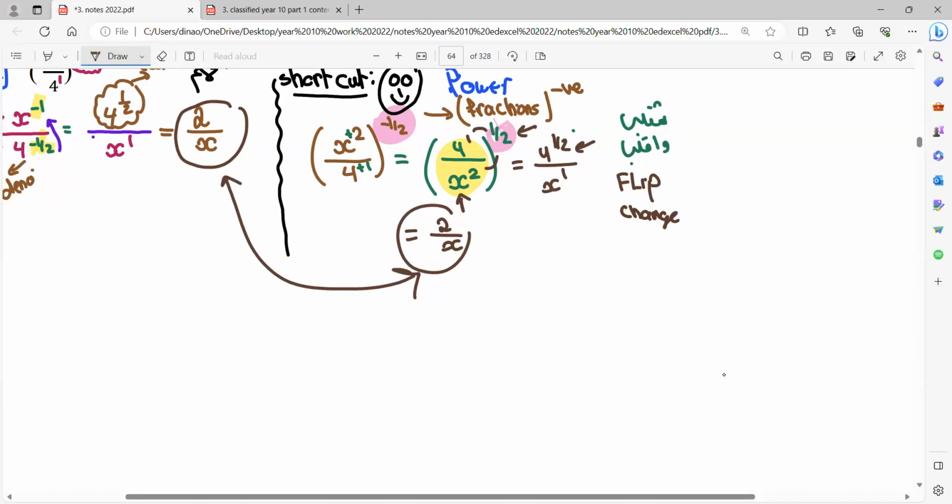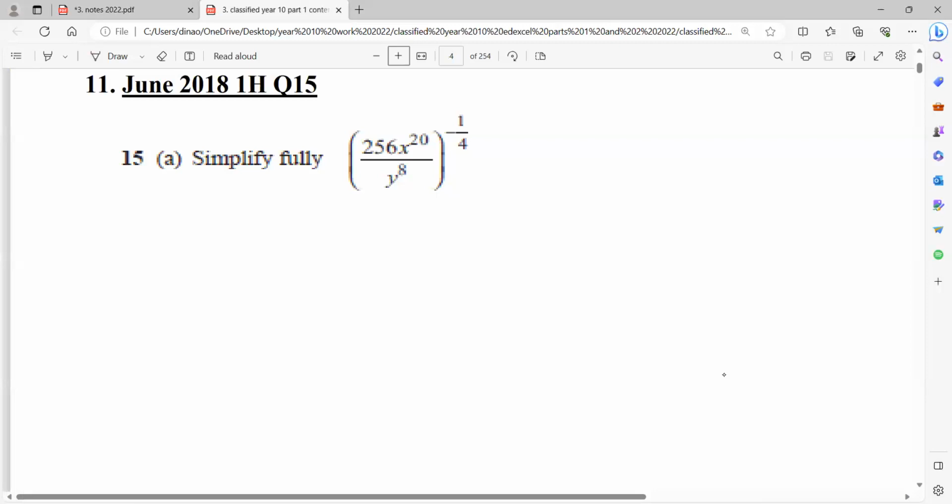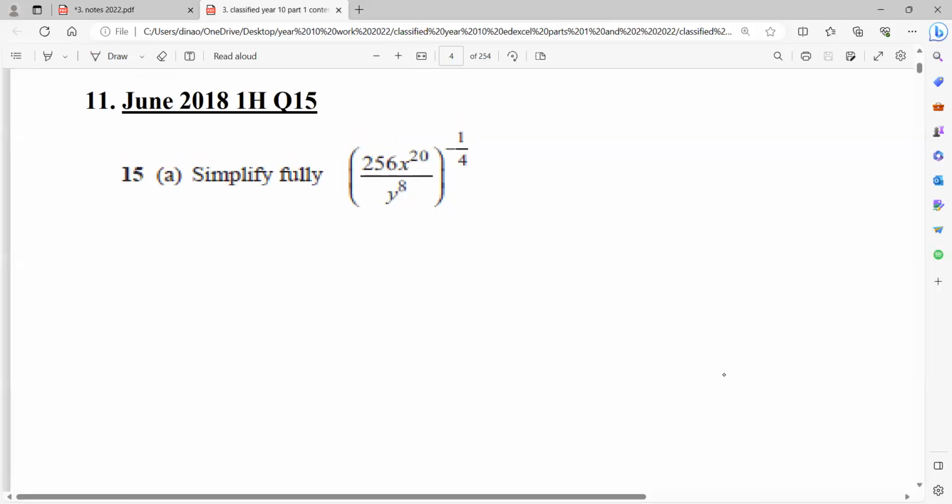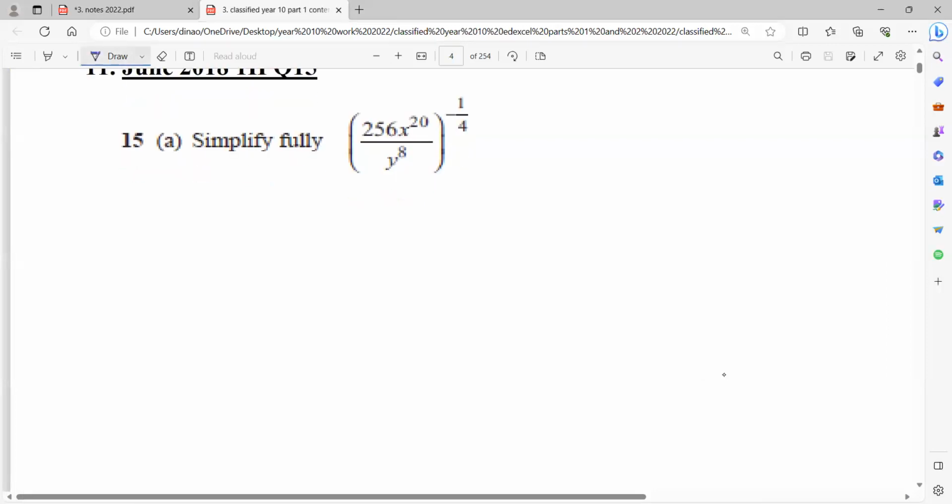So for the rest of the video, what are we going to discuss? We are going to discuss this shortcut over here, which is used if we have fractions with negative powers. So now I'm going to move on to the classified. This is your classified part 1. Okay, and this is page number 4. And here the question says simplify fully.